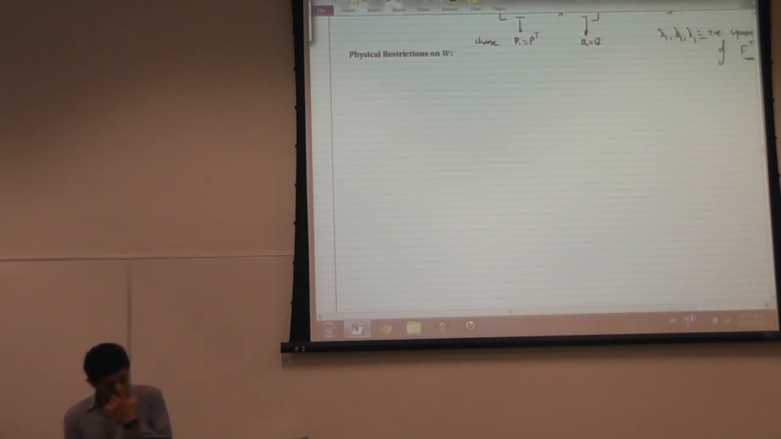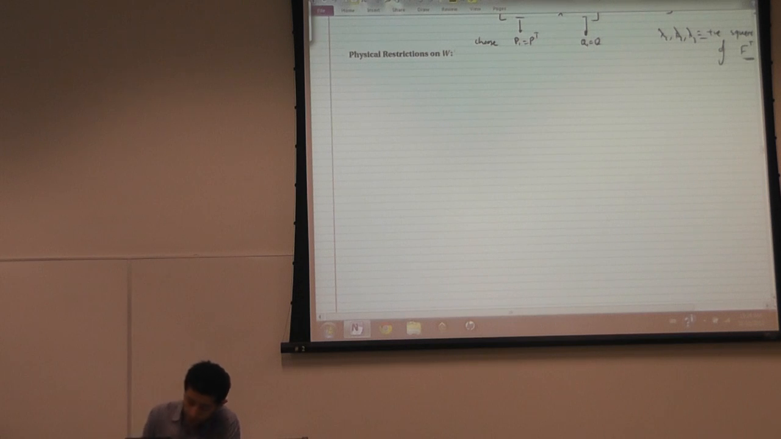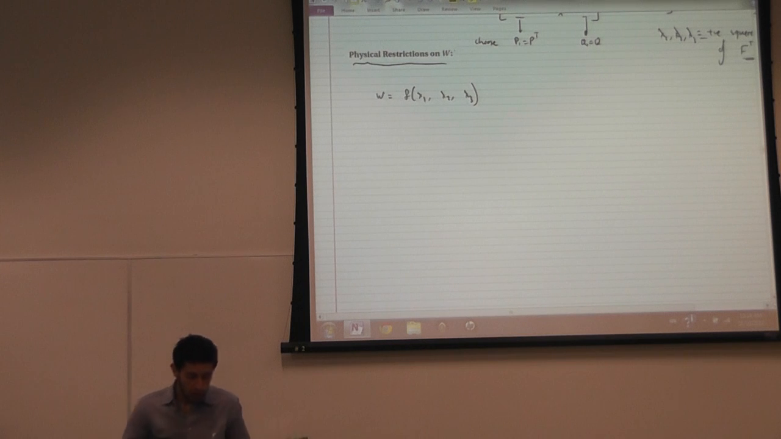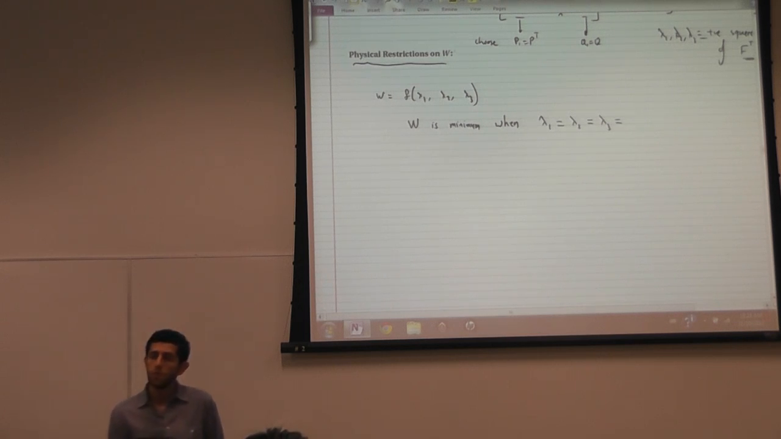So, the physical restrictions on W. We said that W is equal to a function of lambda 1, lambda 2, lambda 3. You can make any form that you want, as long as it abides by some physical restrictions. These physical restrictions are as follows. That W is minimal when lambda 1 equals lambda 2 equals lambda 3 equals 1, or 0? One or zero?